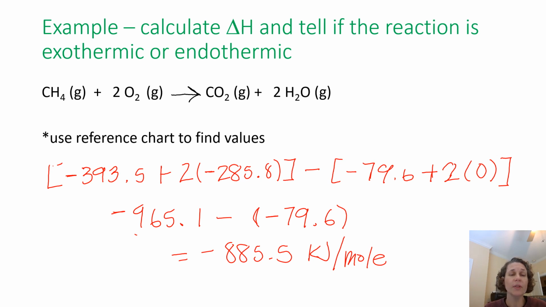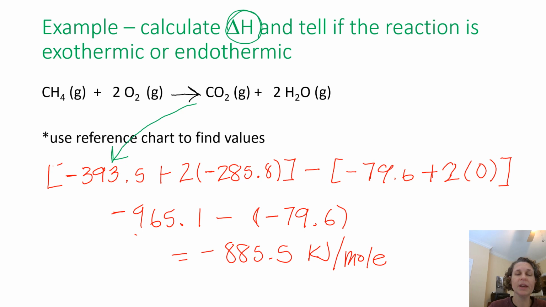So if you look on that chart, there should be a column that is labeled with delta H symbols, and for each of these compounds they will be listed. And so if you look for CO2 in the gas form, it will have an H value of negative 393.5. And so each one you'll just look them up.